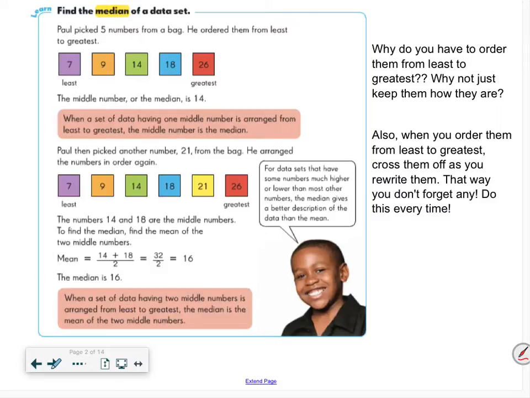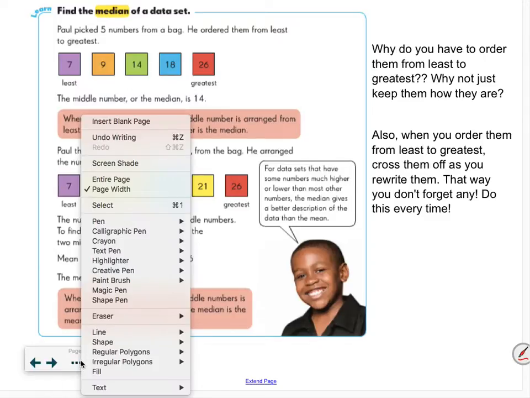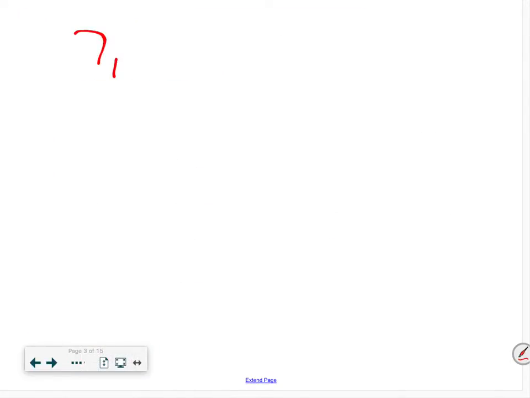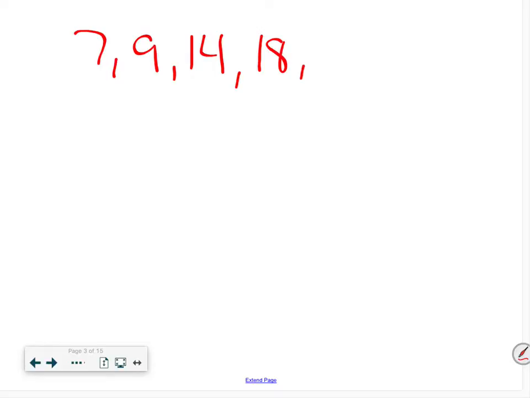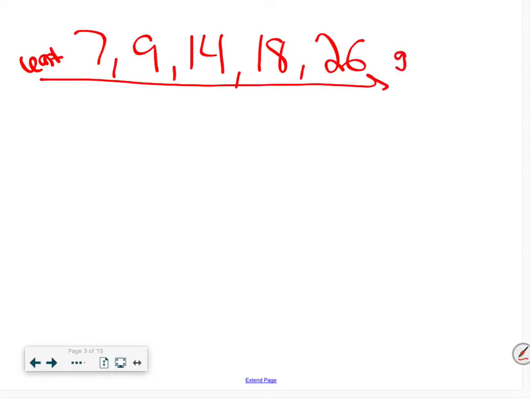First of all, if you have numbers, let me write these down: 7, 9, 14, 18, and 26. The most important thing is to make sure whatever numbers you have are in order from the least all the way up to the greatest. This will ensure that you're getting the correct answers. If they're not in order, then your data is going to be wrong.